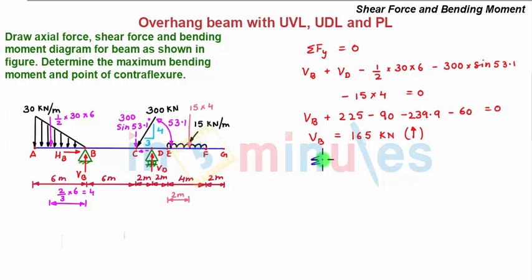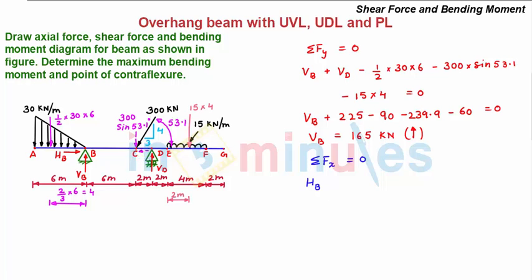Next we apply another static equilibrium equation, which is summation of Fx is equal to 0. So we consider all the horizontal forces in this beam. A sign convention is rightward force is positive and leftward force is negative.